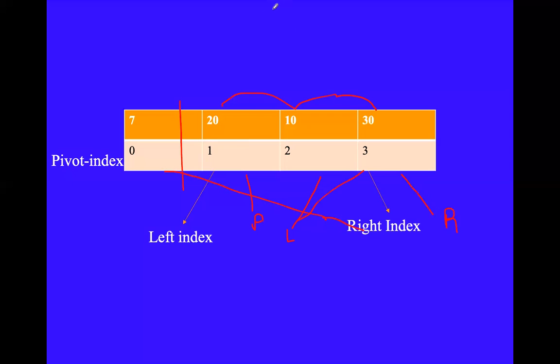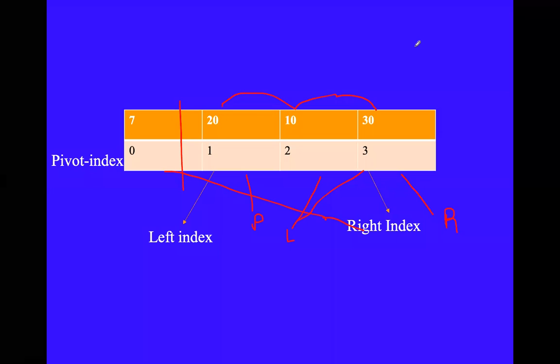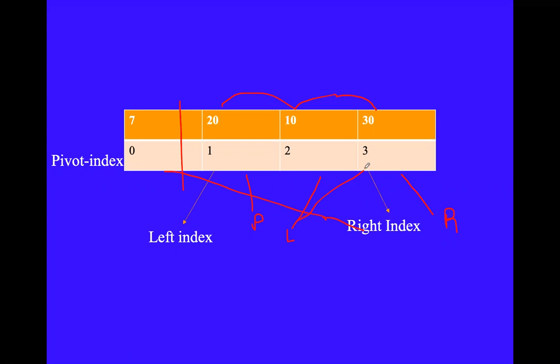So see here what will happen. This will be your left index, this 3, and for the right index we will search for a small element. 30 is greater than 20, so the right index will become 2. Left index is 3 and right index is 2. Right index is less than left index.